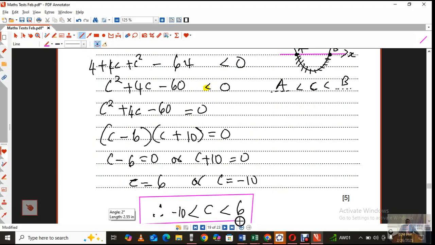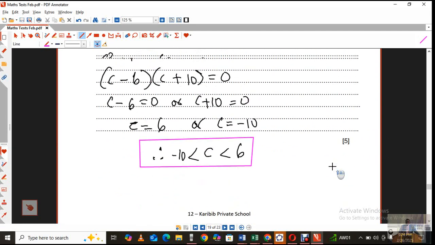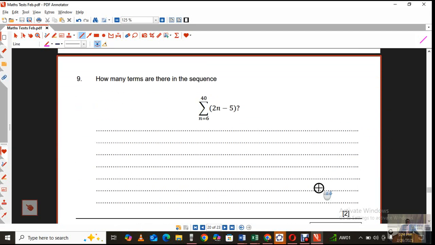Very important that we understand the issue of the discriminant. Okay. Right. Let's go to our very last question.